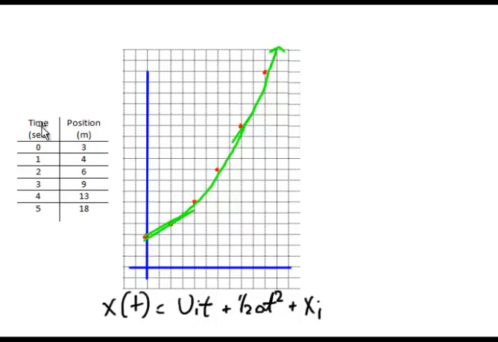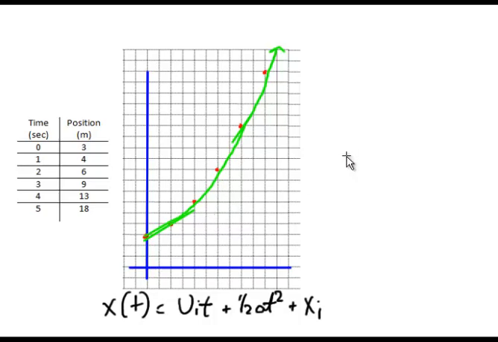But the big clue, if you don't have the data table and you just have to look at the graph, is that the curved nature of this graph tells you that it is accelerated motion. If this graph is straight, diagonal, horizontal, doesn't matter, then it's constant velocity. But if it's curved like this, then it is accelerated motion.